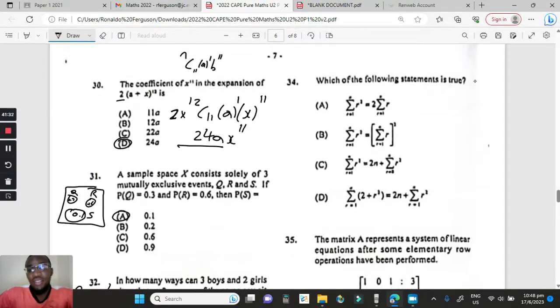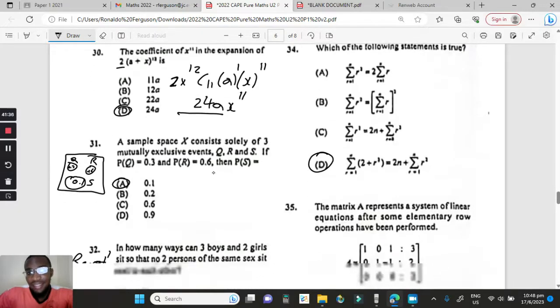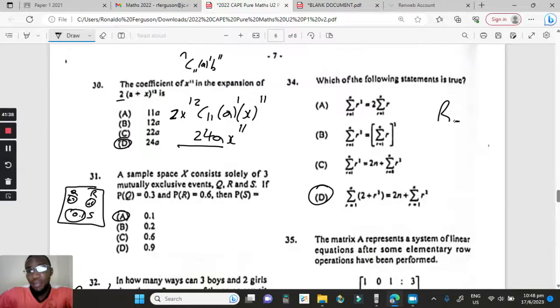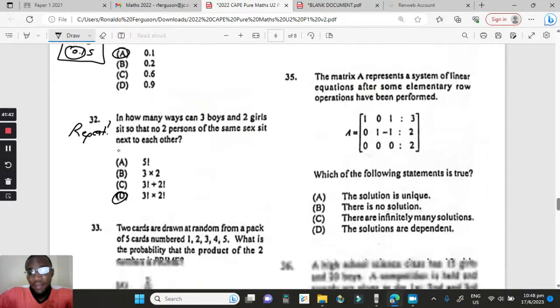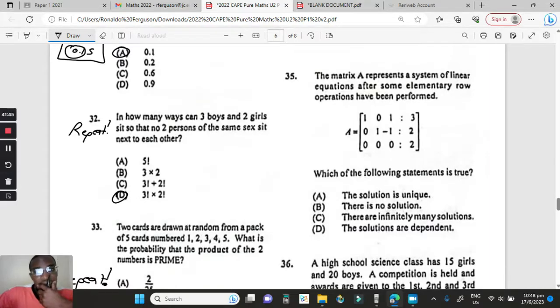Number 34, which of the following statements is true? Option D. Alright, this is a repeat question from a long time ago. Looking at right here, what this is saying is 0x plus 0y plus 0z equals 2. That makes no sense. So there is no solution.